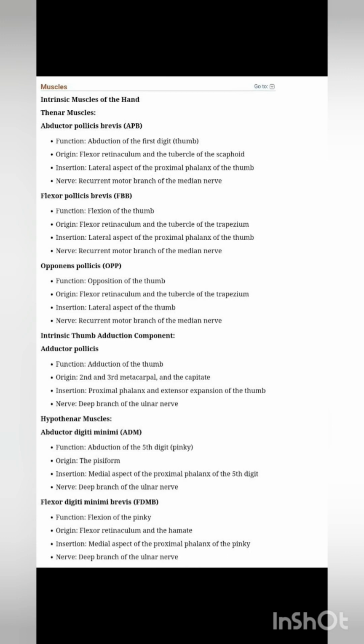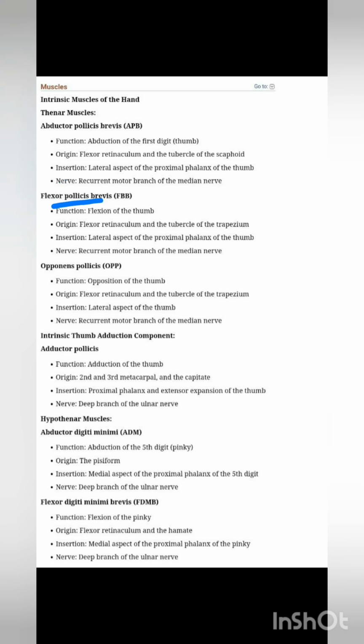So let's talk first about the thenar muscles. In the thenar muscles, the first muscle is abductor pollicis brevis. Function: as the name suggests, abduction of the first digit, meaning the thumb. Origin: flexor retinaculum and tubercle of the scaphoid. Insertion: lateral aspect of the proximal phalanx of the thumb. Nerve supply is from the recurrent motor branch of the median nerve.